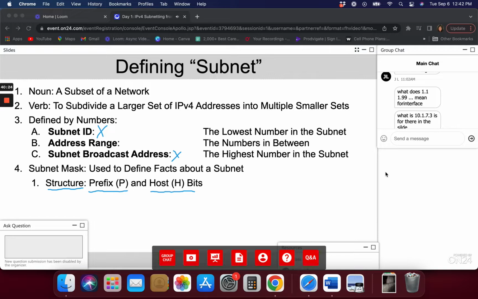All right, so the subnet mask also defines the size of the subnet because the number of usable addresses in a subnet is calculated as 2 to the h minus 2, where h is the number of host bits as defined in the mask. And it's not just 2 to the h, it's 2 to the h minus 2 because there are 2 reserved numbers in each subnet, the subnet ID and subnet broadcast address. All right, so you will get to practice that coming up.